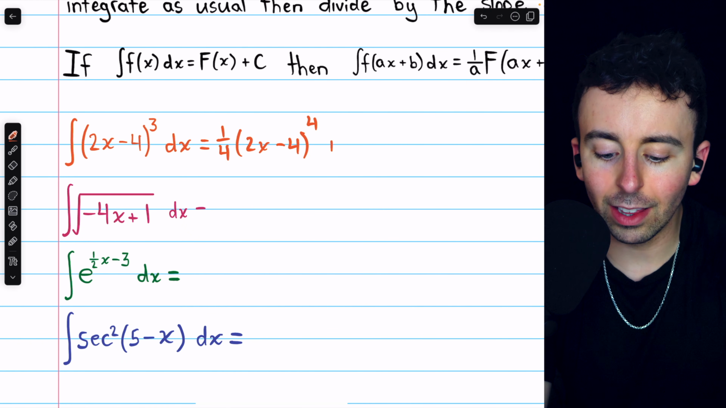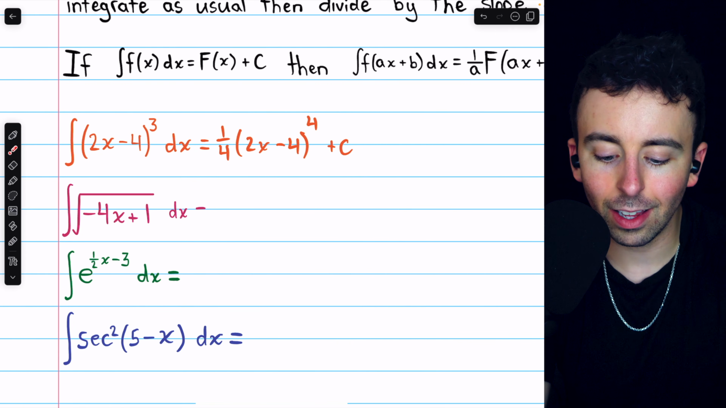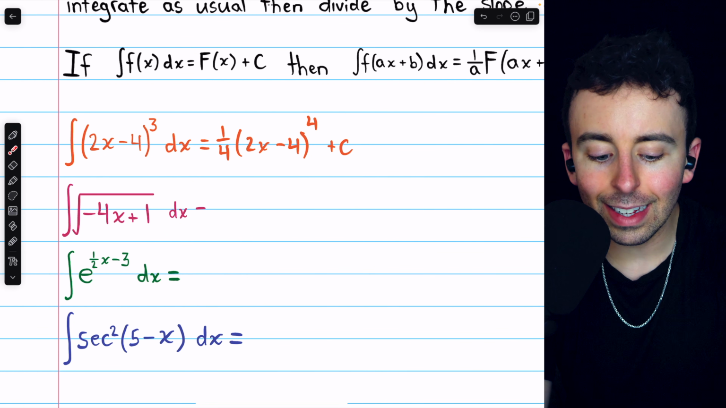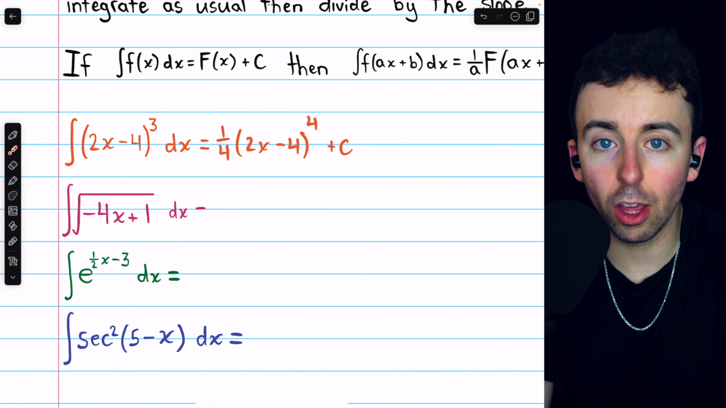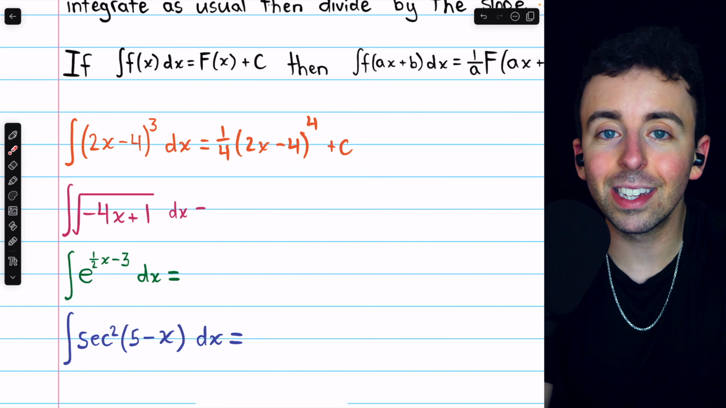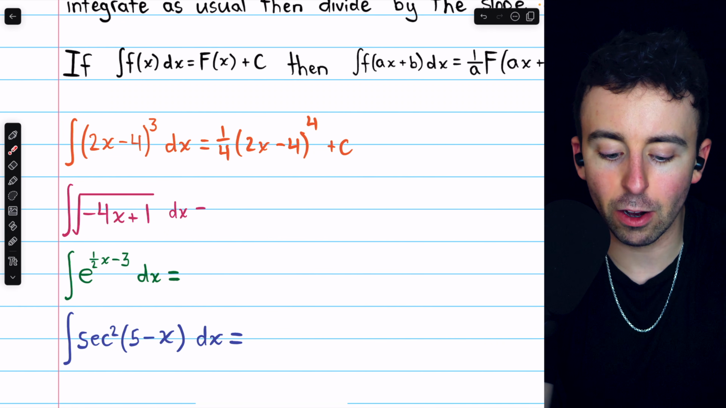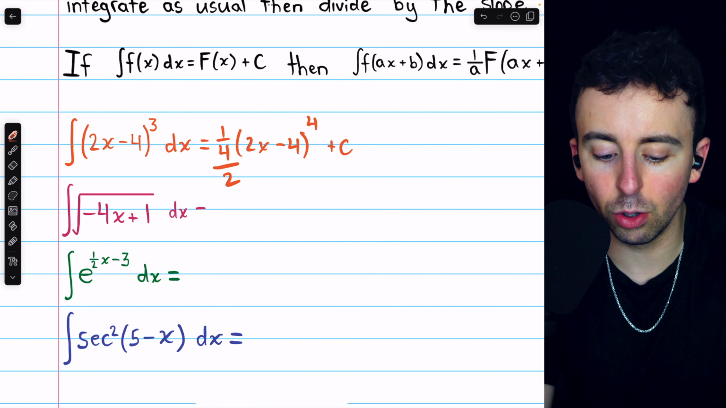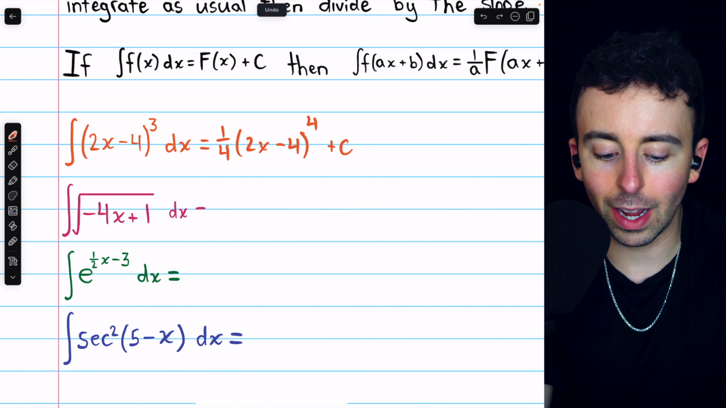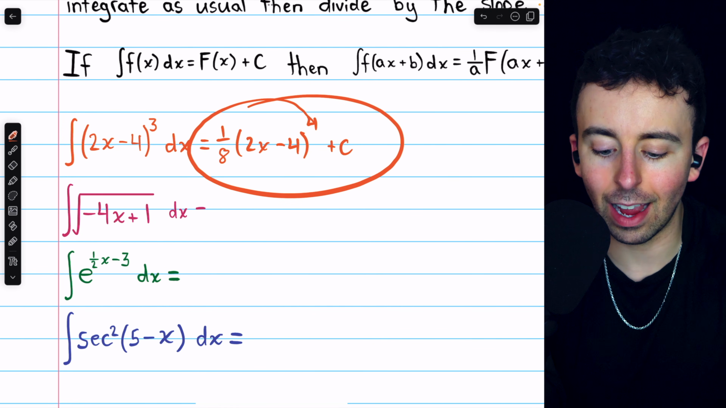So that's just applying the reverse power rule, but then it's not just x cubed, it's (2x - 4) cubed. So to finish this, we need to divide by the slope of that linear input. We'll divide by 2, so we would have 1/4 divided by 2, let's just simplify that to 1/8. And there is our integral.